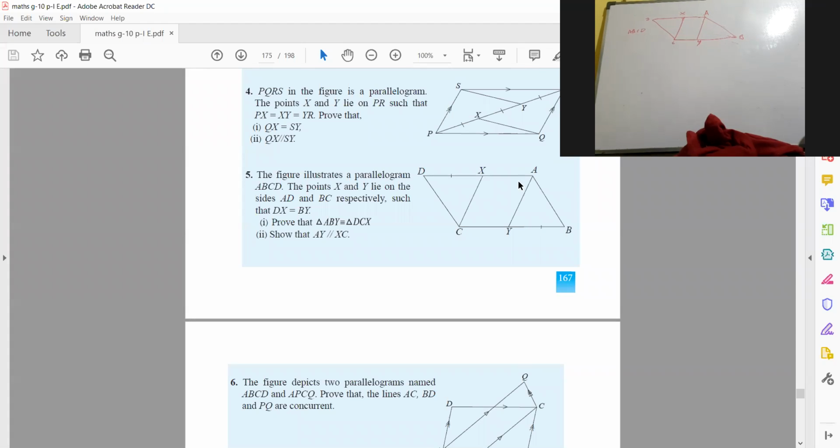Then in the question they are saying the points X and Y lie on the sides respectively such that DX is equal to DY, right?